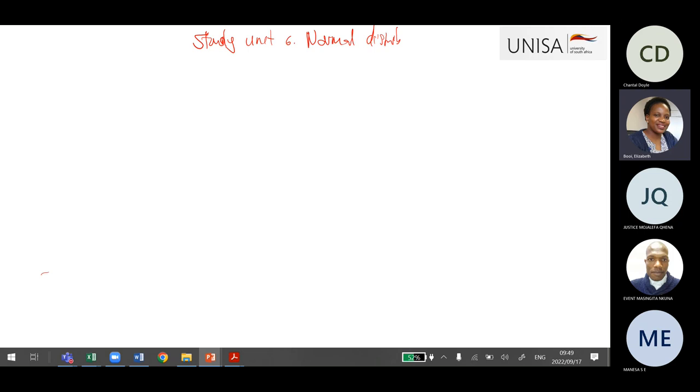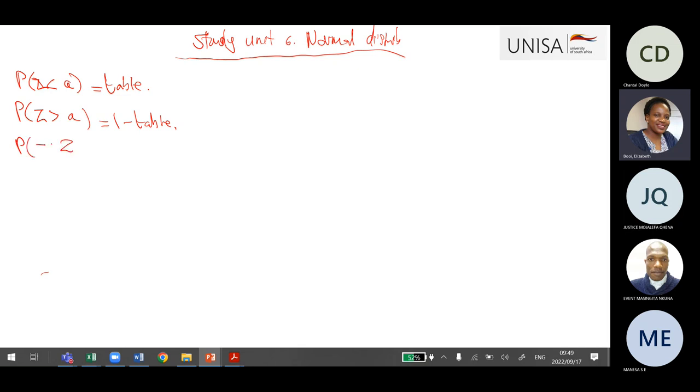which is normal distribution. With normal distribution, there are a couple of things that you always need to remember. You have the probability of z less than a value, and if you need to find that, you will find the value on the table. You also have the probability that z is greater than a value, regardless of whether the value is negative or positive, it doesn't matter. Then you will always say 1 minus the value you find on the table. For the probability that z lies between two values, a and b, whichever values they are, you will always say the table value for b minus the table value for a.